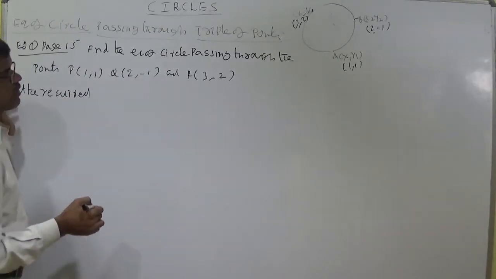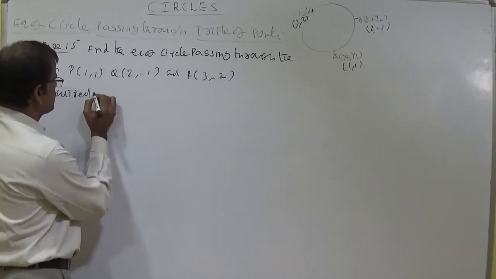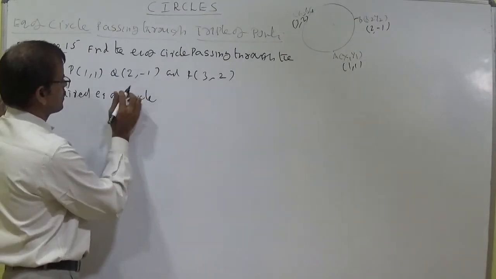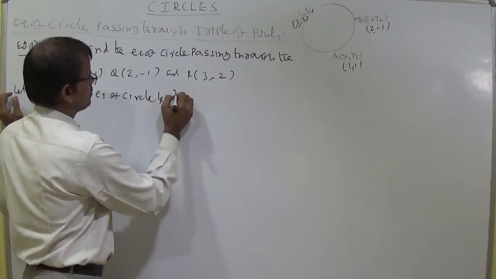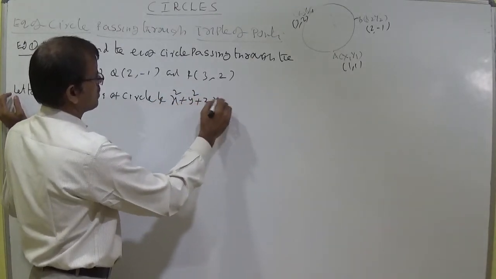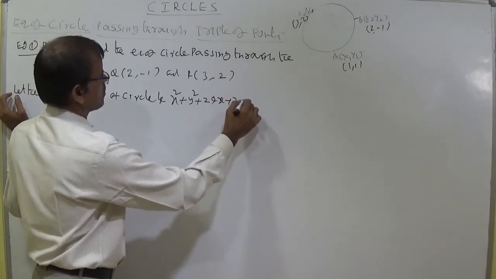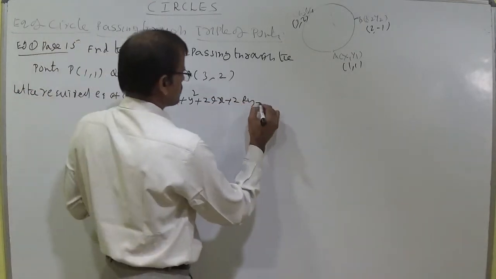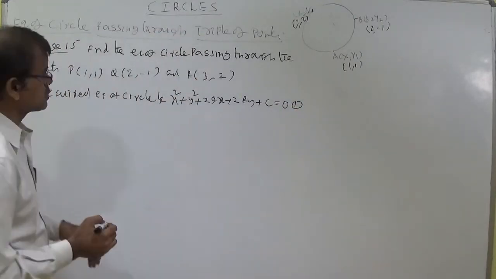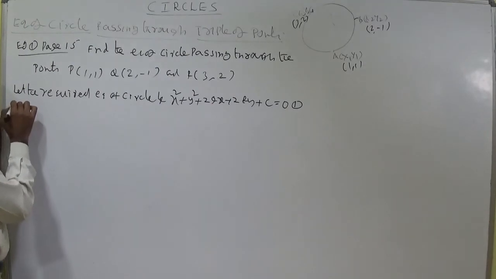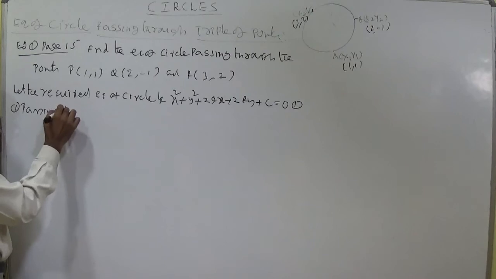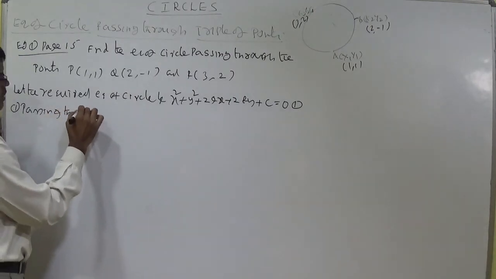This is a 7 marks model, IMP model. Let the required equation of circle be x square plus y square plus 2gx plus 2fy plus c is equal to 0. Here I am writing 1 passing through the point given, 1 comma 1.